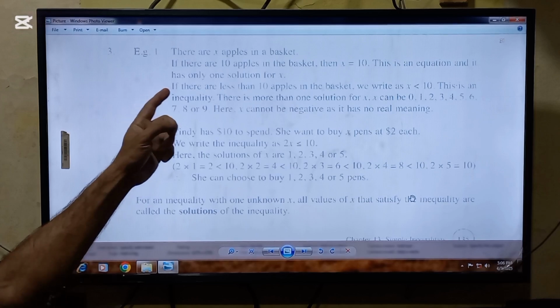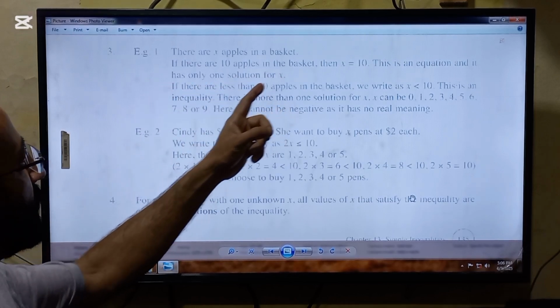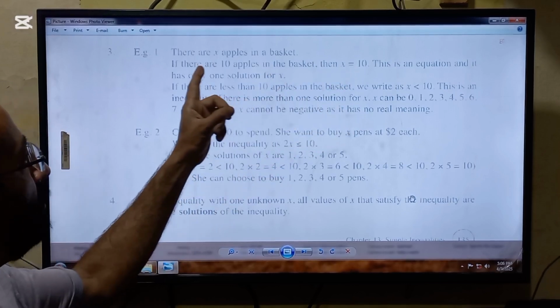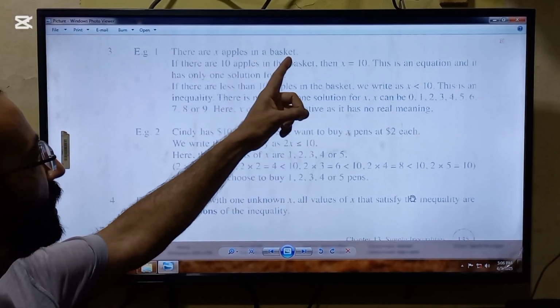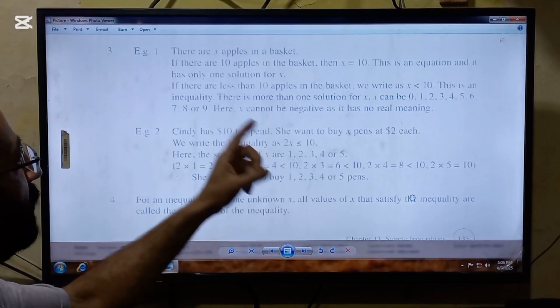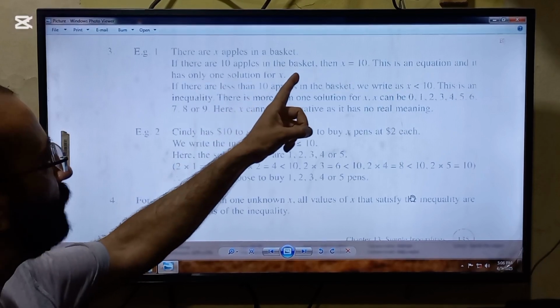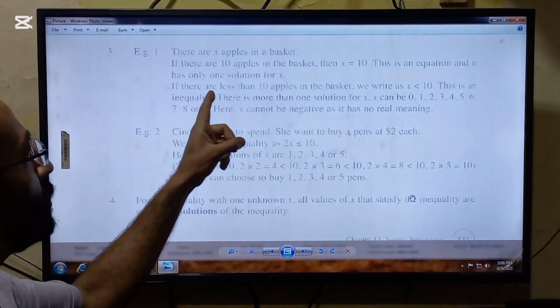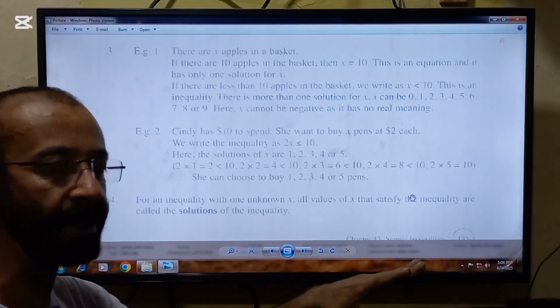Example number 1 is there are X apples in a basket. If there are 10 apples in the basket, then X will be equal to 10, because we have said earlier X apples in the basket, and then later we said that 10 apples are in the basket, it means X will be equal to 10. This is an equation and it has only one solution, that is X is equal to 10.